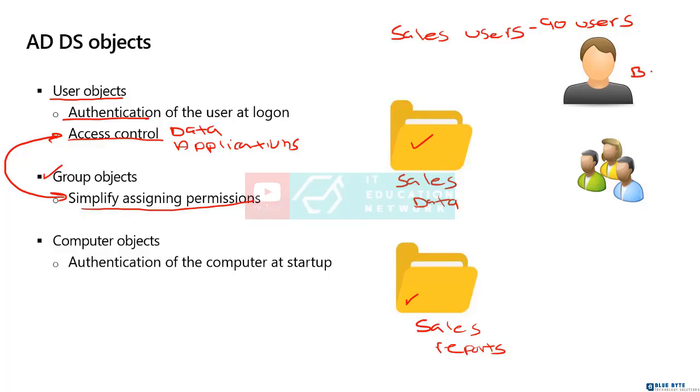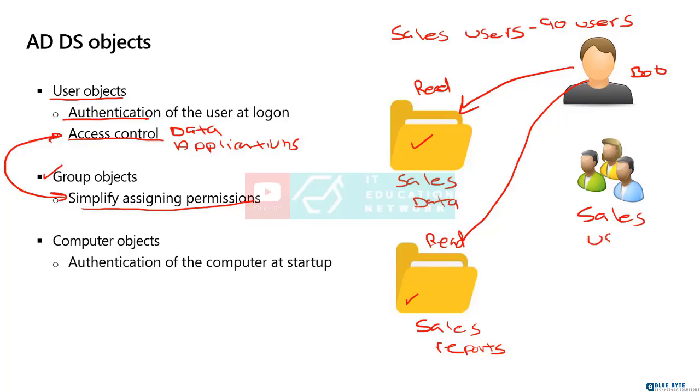So if this is Bob, I could say, Bob, you have read access to this folder. Bob, you have read access to this folder. But then you have to do that for the other 89 users, and you have to do it for every single piece of data you want them to access. That is incredibly inefficient. So instead, what we would do is create a group. Let's say this group here is sales users. I would simply make Bob a member of this group, along with the other 89 users that work in sales.